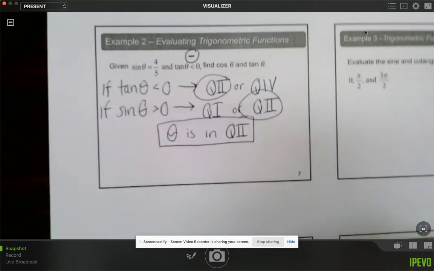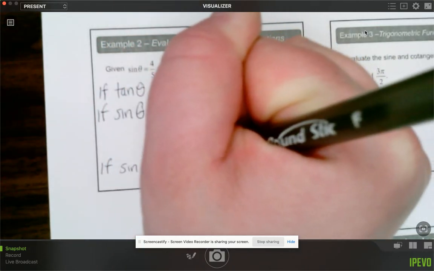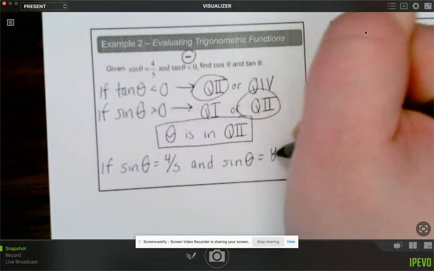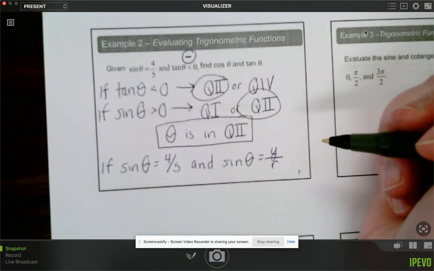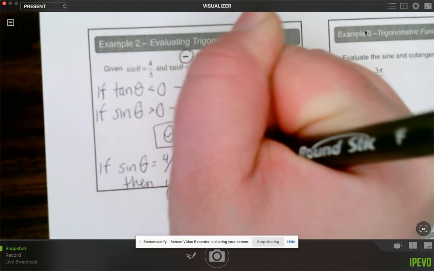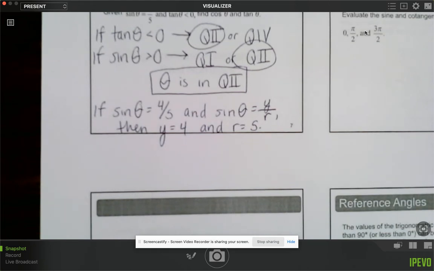Okay, so then I can say if sine of theta is 4/5 and the definition of sine is y over r, okay, then I can say y equals 4 and r equals 5. Okay. So I have to figure out which one I'm missing. So if I have r and y, I'm missing x, right? If I have my 3 letters that I need to be able to plug into my formulas.